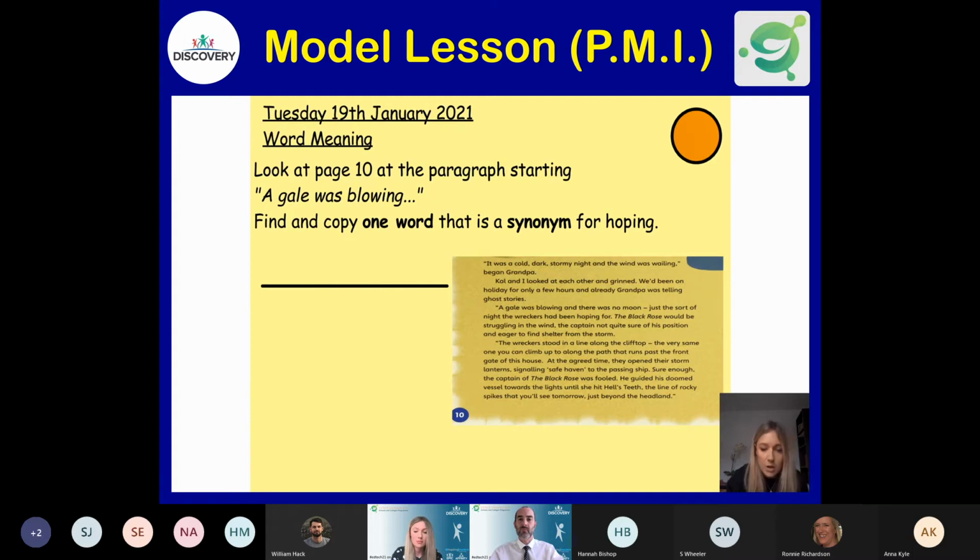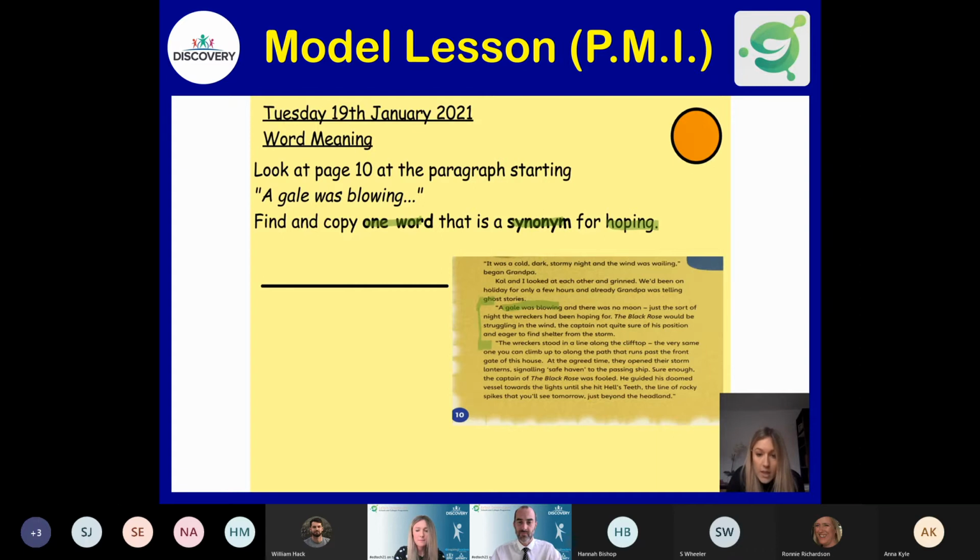Now let me have a look. Here we go, a gale was blowing. And I'm looking at this paragraph. I need to find and copy one word that is a synonym for hoping. Now, if you remember, a synonym is a word that means the same. So I'm looking for a word that means the same as hoping. So hoping, obviously, you're wanting something to happen. So let me have a read through. I'm going to skim through and have a look. A gale was blowing and there was no moon, just the sort of night the wreckers had been hoping for. Well, there's the word hoping. I know it's not that. I'm looking for a word that means the same as that.